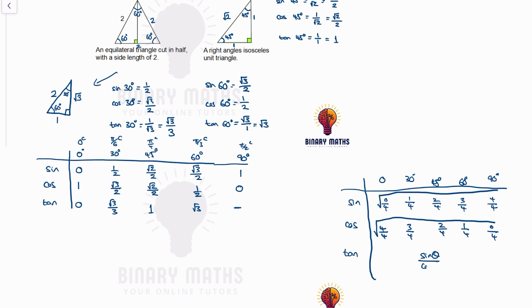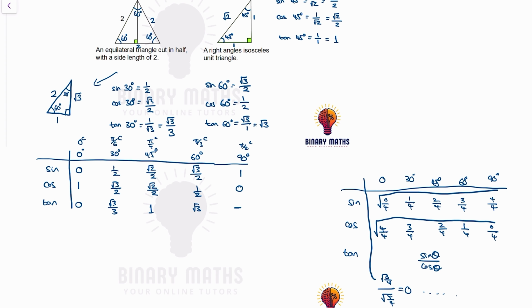So to get tan theta, for example, for the first one, it is root 0 over 4 divided by root 4 over 4, which gives you obviously 0. So the first one will be 0, and so on. Okay, so that's a short way. Don't memorize this though, it's just a short way if you want to get an answer very quick.